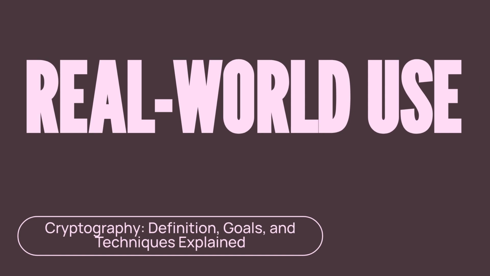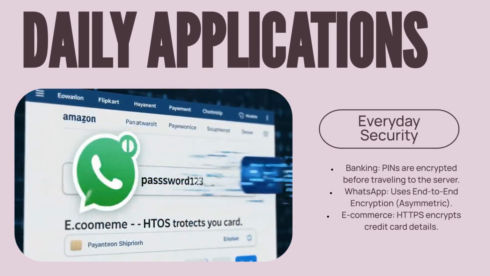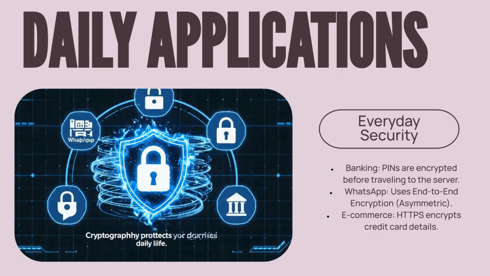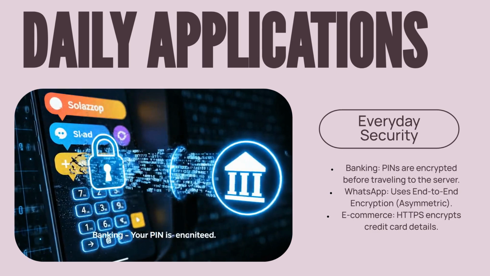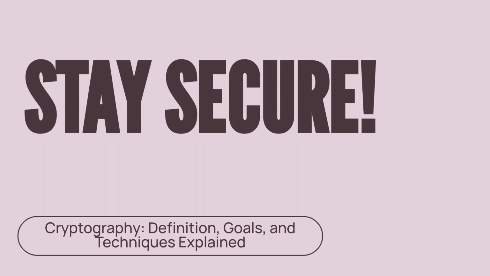Finally, let's see where cryptography is actually used in our daily lives. Cryptography secures banking PINs, enables end-to-end encryption for apps like WhatsApp, and powers the HTTPS security used by e-commerce sites to protect your credit card details. Cryptography is the silent guardian of the digital world, ensuring our privacy, integrity, and confidentiality. Understanding these concepts is essential in the digital age.